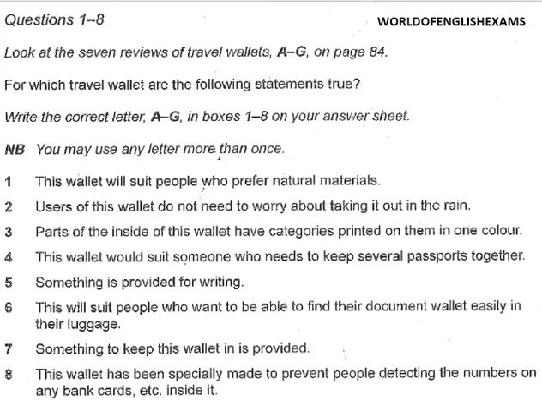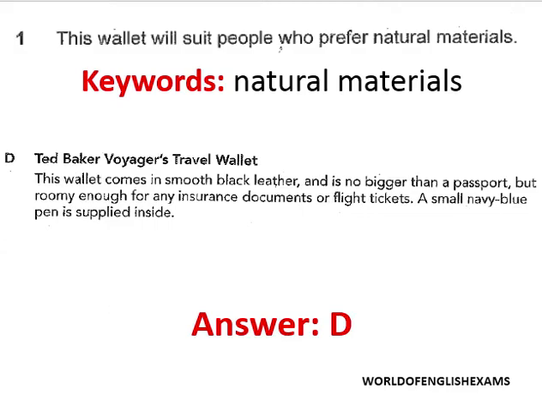So this is the first statement. This wallet will suit people who prefer natural materials. So here the only keyword which is identifiable is natural materials. Of course, we can't expect to find these words called natural materials, but we need to look for that particular material which is very natural. Okay, so it's not man-made.